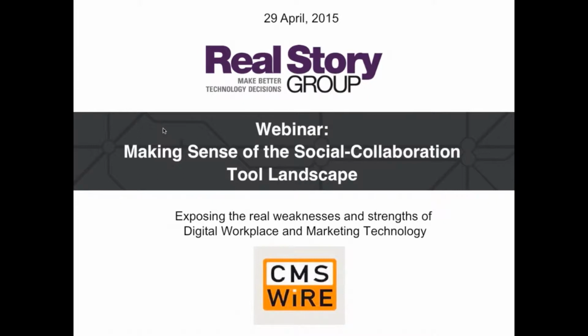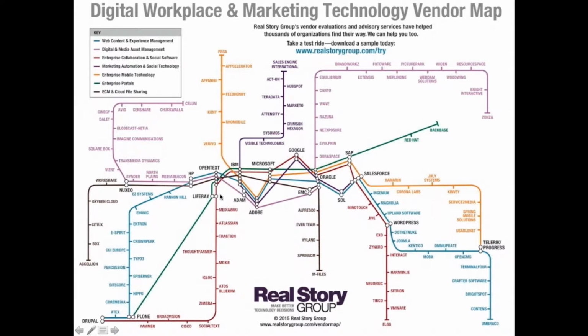It's a fascinating topic. This is a wide-ranging landscape, and hopefully we can help you make sense of it. But let's first try to put this in context, and you may have seen our vendor map before. You can download this from our website at realstorygroup.com/vendor map, and here's where we put these digital marketing and digital workplace technology vendors in a single infographic to help you understand what vendors do what. And so today we're talking about the red line, which is social collaboration.